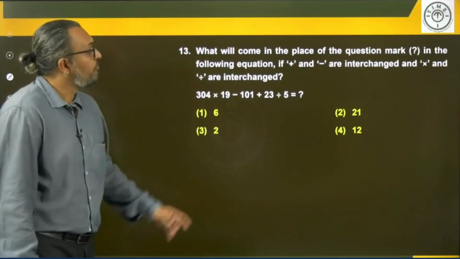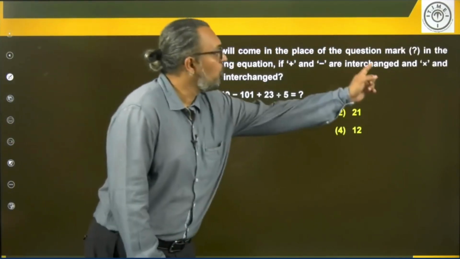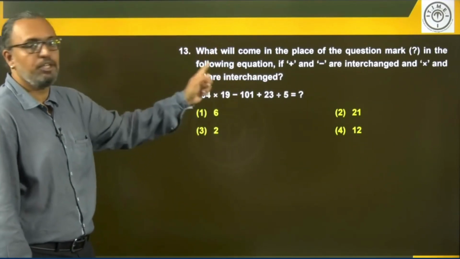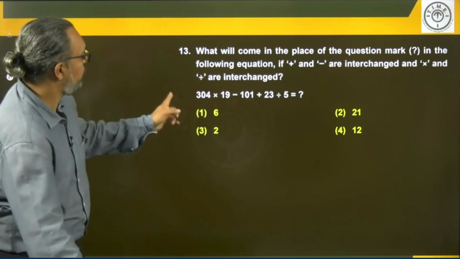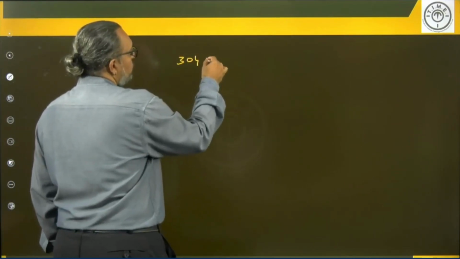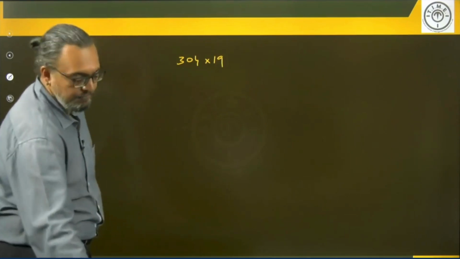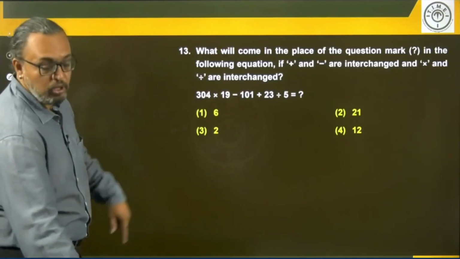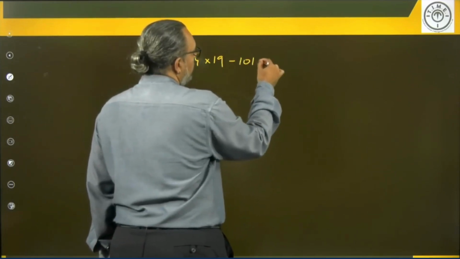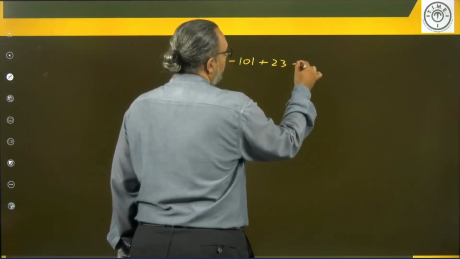Next, which will come in place of the question mark in the following equation if plus and minus are interchanged, and into and division are interchanged. So we have 304 into 19, minus 101 plus 23 divided by 5.